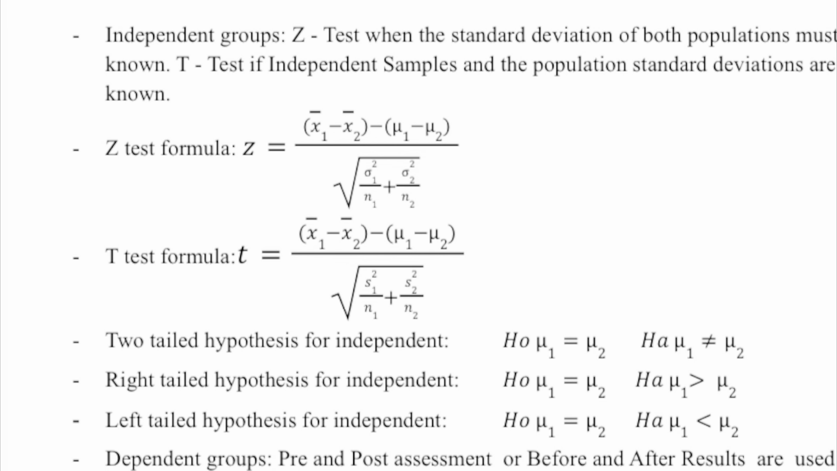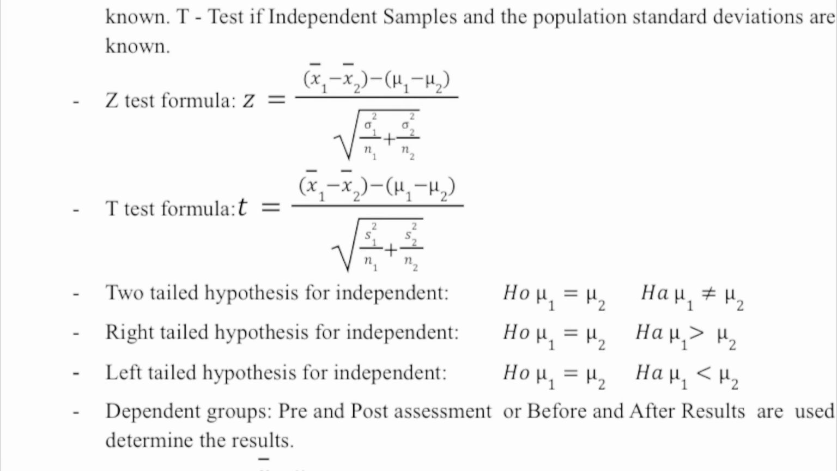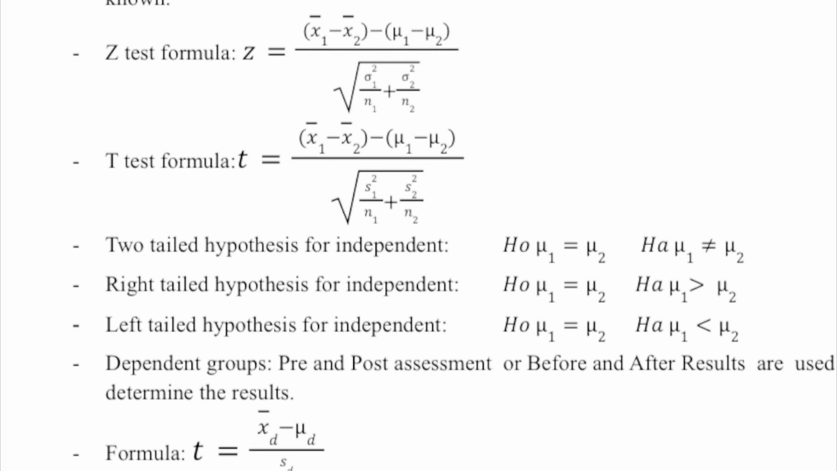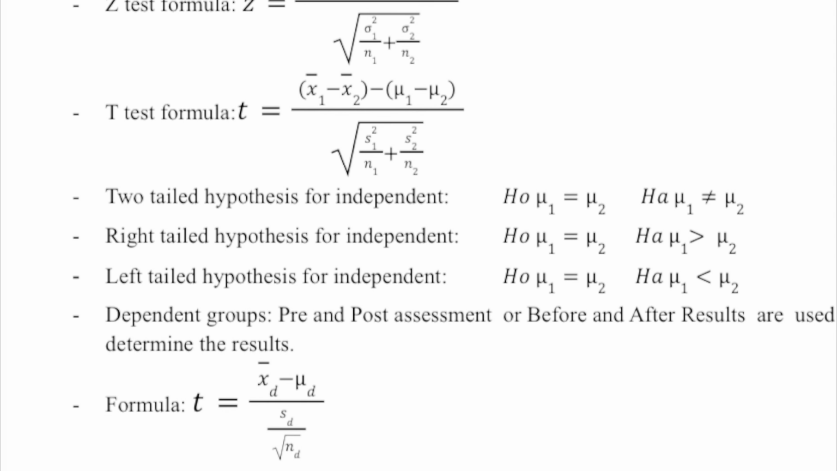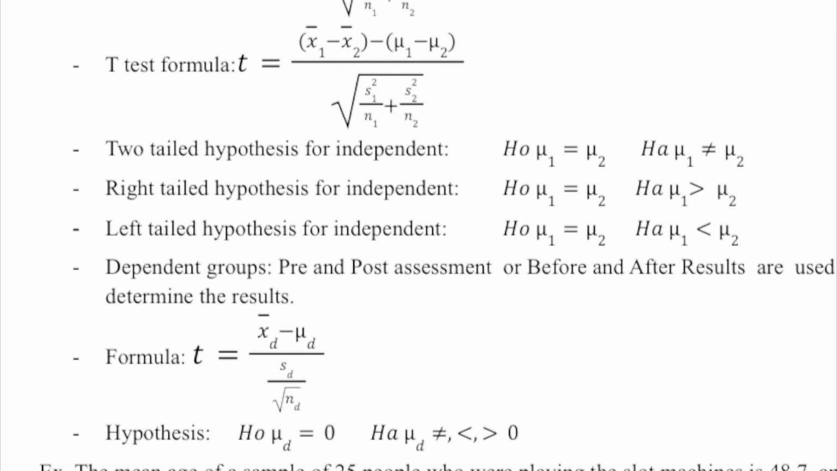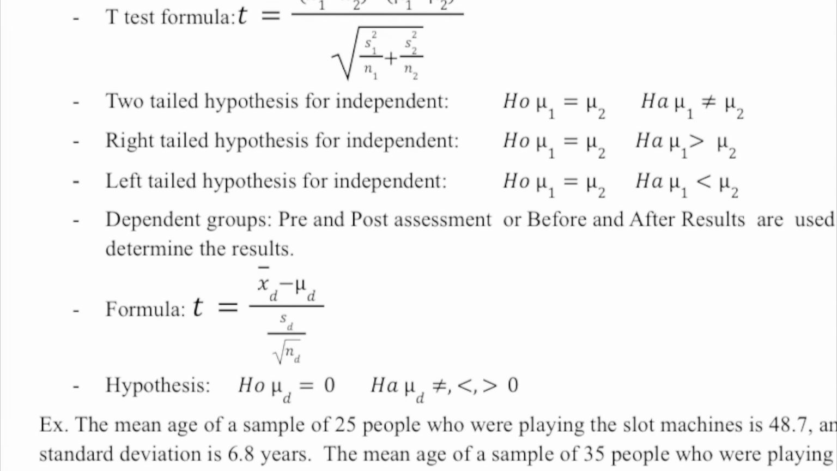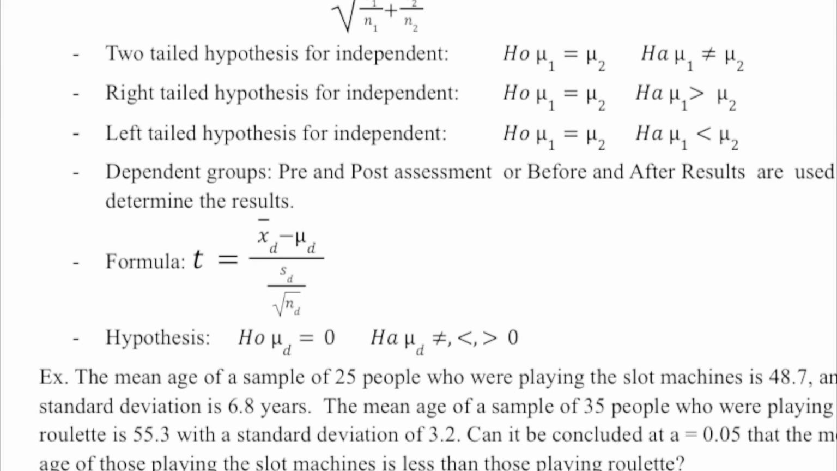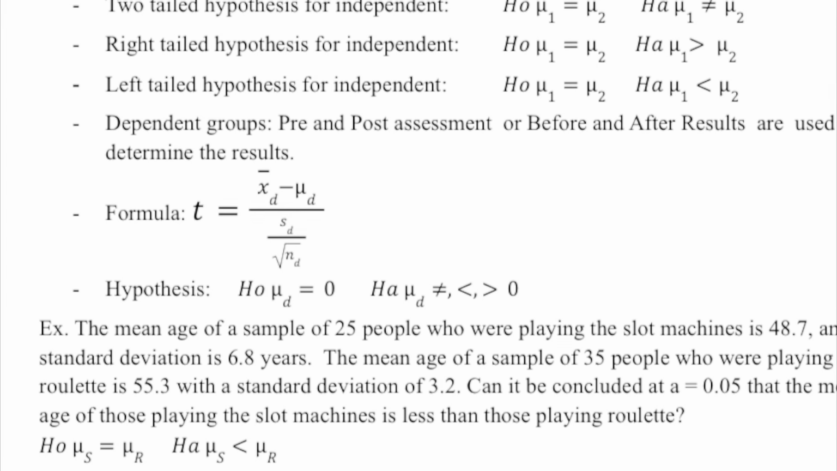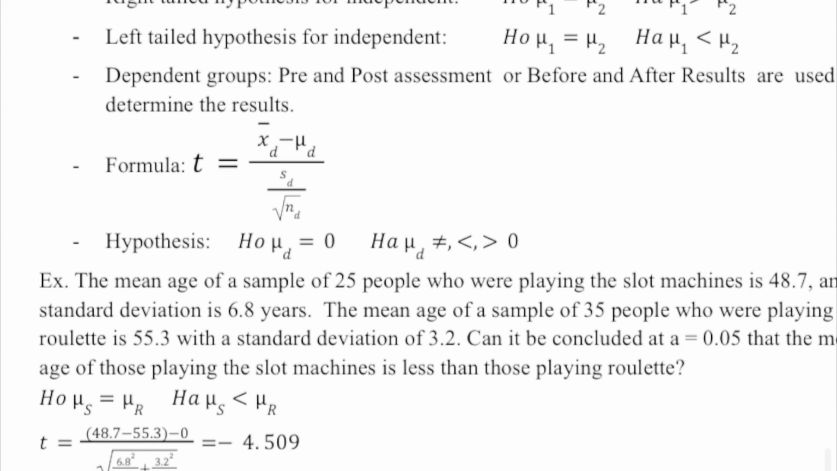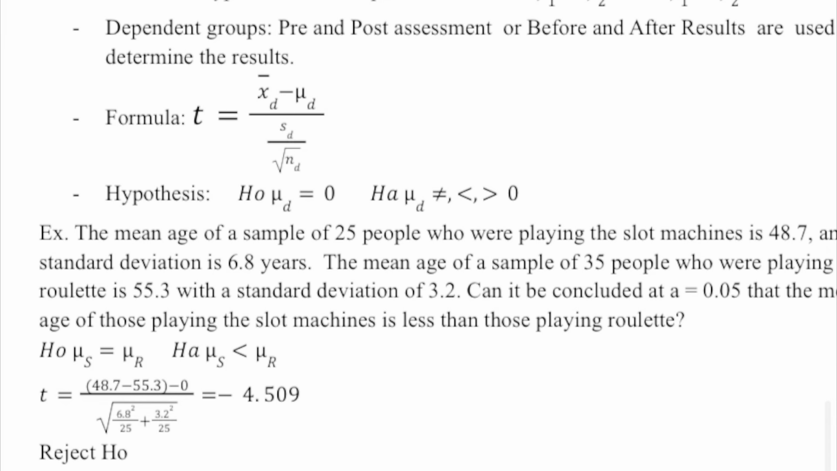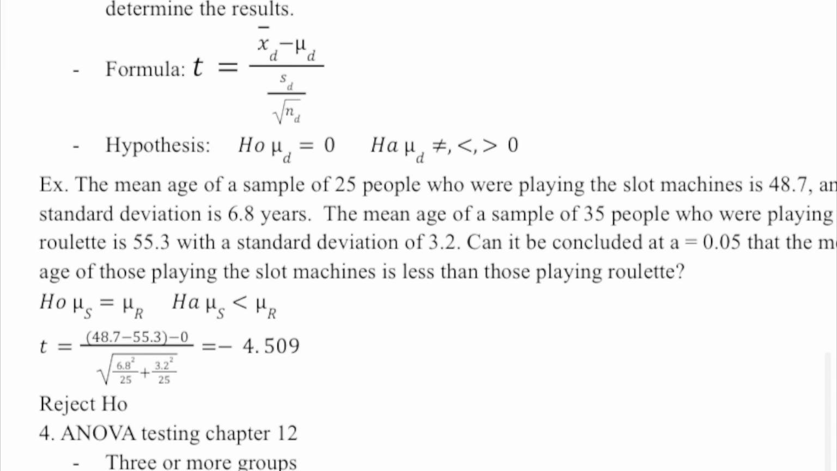Next, we have more in-depth formulas for the z and t-test if you were to use them manually. And then we have these symbols for the null and alternative when we were thinking of two-tailed, right-tailed, left-tailed. We also learned dependent groups, pre- and post-assessment. Next, we have another formula for the t-test, and then more hypothesis symbols. We have an example of what that would look like underneath.